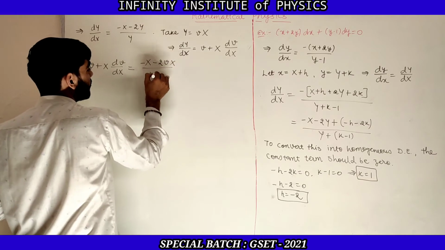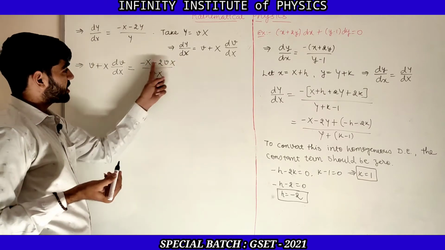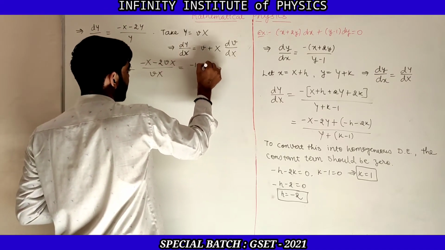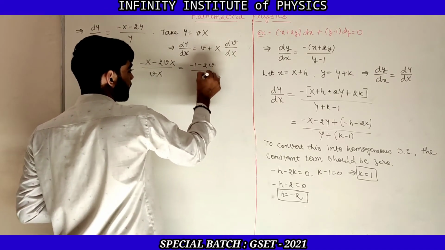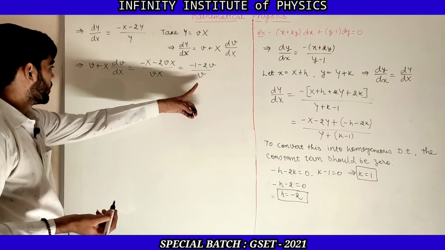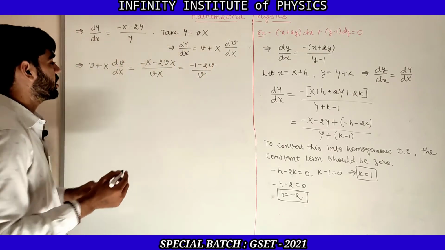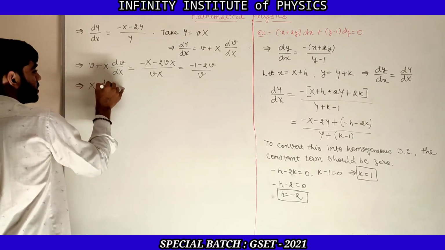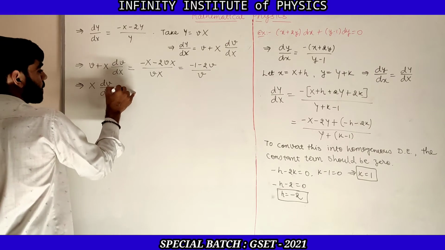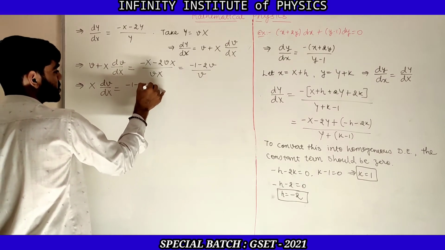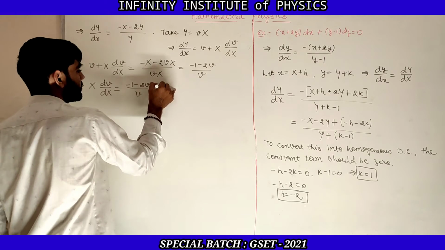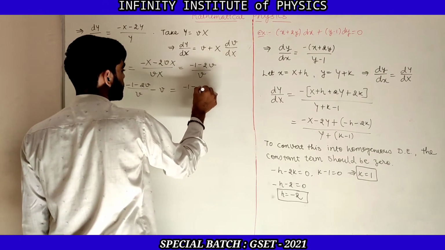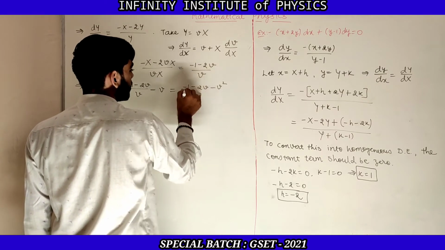vx upon vx. Now let us take x common, then x will cancel out, so it is only minus 1 minus 2v upon v. Now let us take v on the right hand side, then it will be x dv by dx, which is equal to minus 1 minus 2v upon v minus v. Then it will be minus 1 minus 2v minus v square upon v.